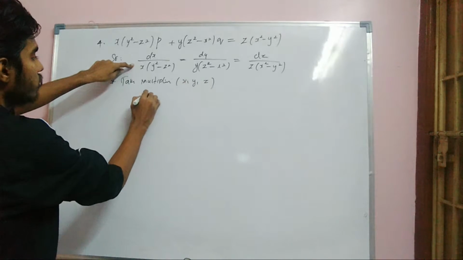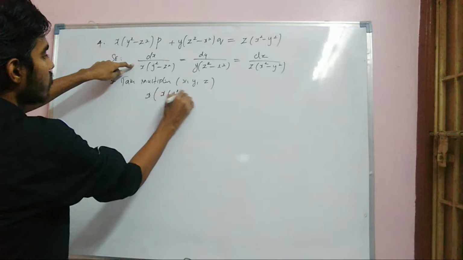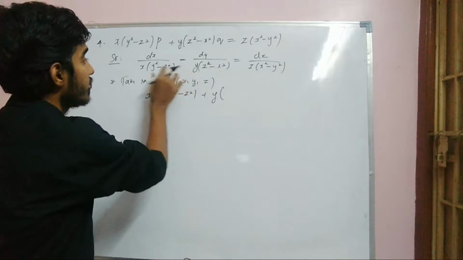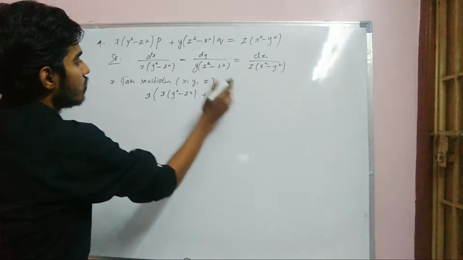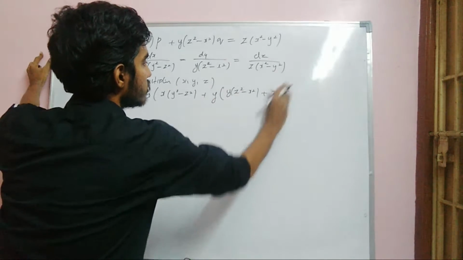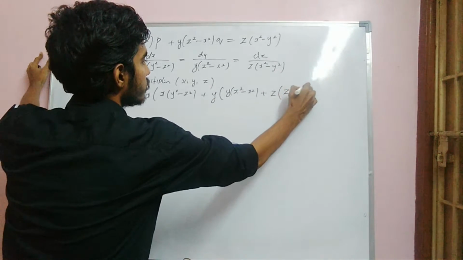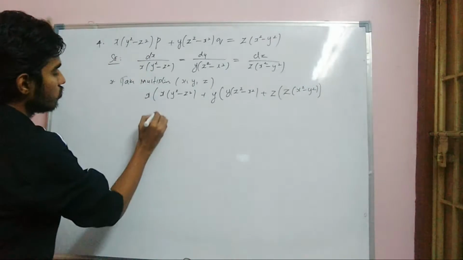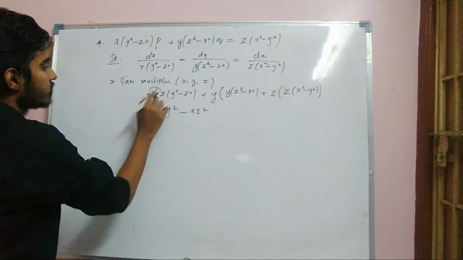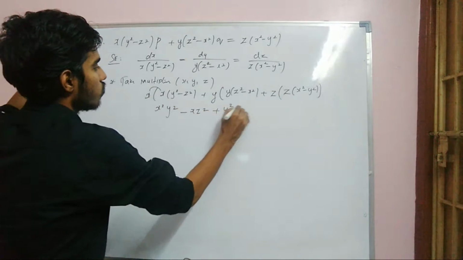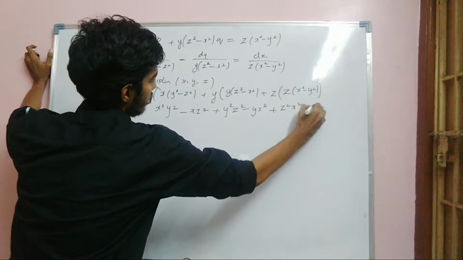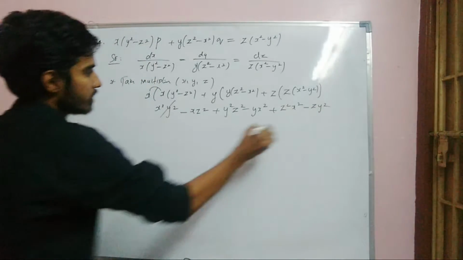So if I take this, you will have x into x(y² − z²) plus, since lP + mQ + nR has to be equal to 0, x into this term plus y into this term plus z into this term. So if you do this, you will have x²y² − xz²..., plus y²z² − yx², plus z²x² − zy².